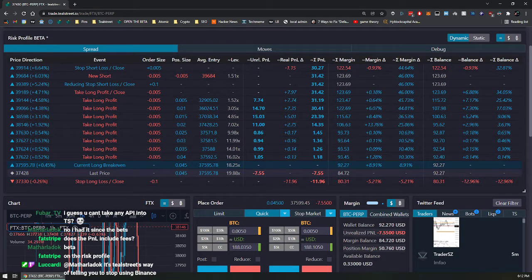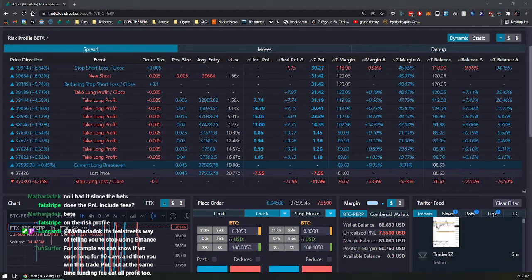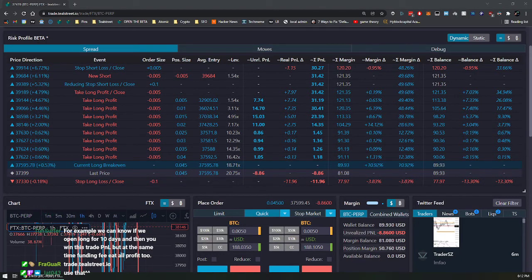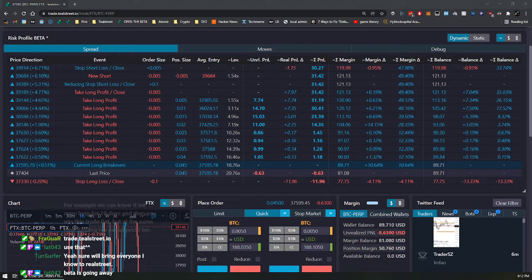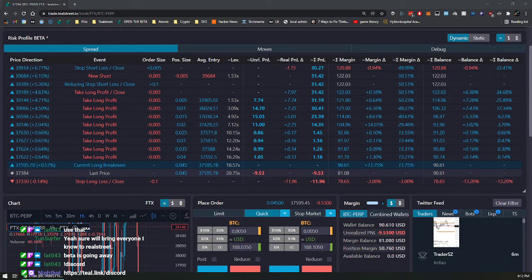Are you on the new site? Are you on beta.tealstreet or trade.tealstreet? Eventually beta is going to go away and everything's going to be on trade.tealstreet.io, which is the current version. So if you're on beta, switch to that and see if you still have the problem. And if you do, there's a report bugs channel in the Discord, and we'll be happy to look into that.